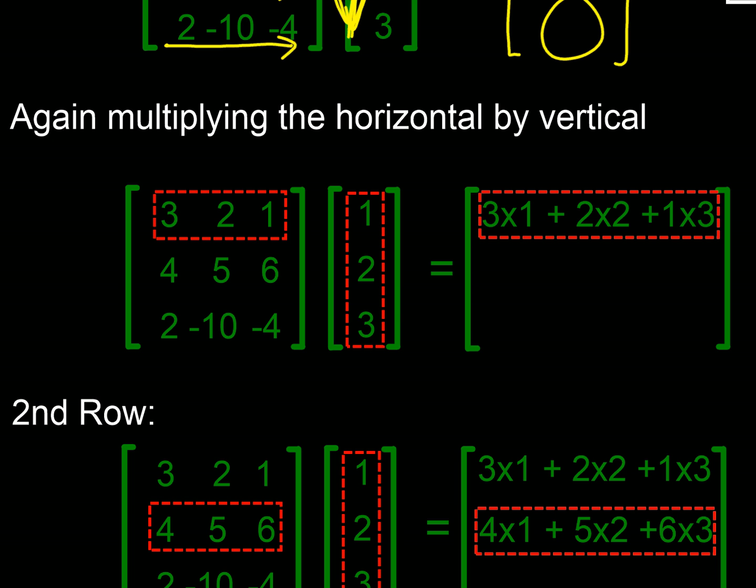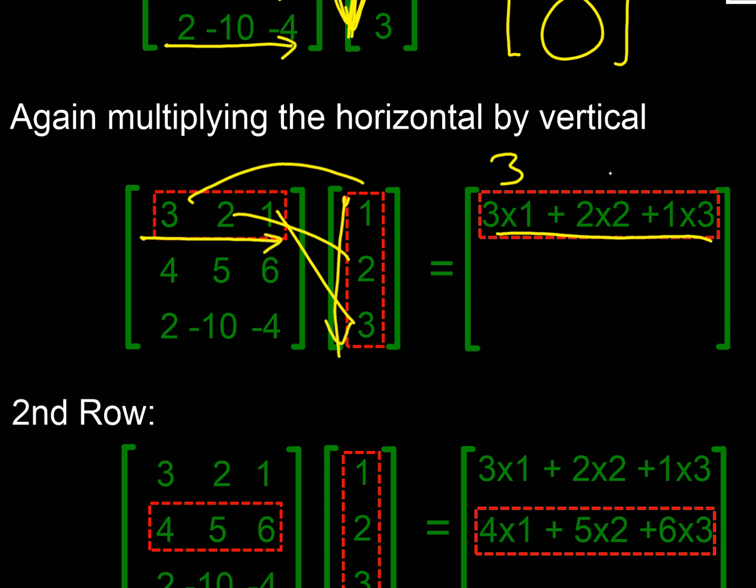Let's have a look at the top. I want the top row of my resultant. So what do I have to do? I take my top row coefficients on the left, and I multiply them by the column on the right. There we go. So I'm doing 3 times 1 plus 2 times 2 plus 1 times 3. Yeah. So 3 times 1 is 3, 2 times 2 is 4, and 1 times 3 is 3. I add that lot together and I'm going to have a 10 there, aren't I?